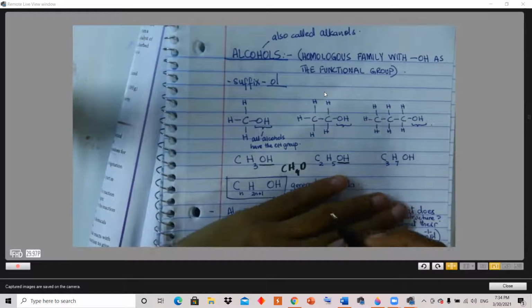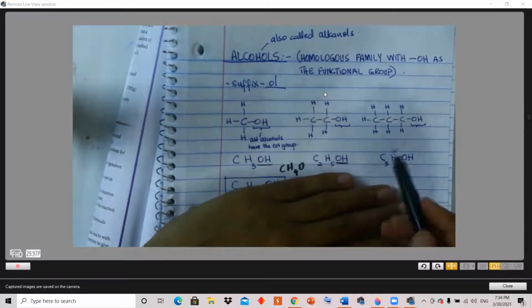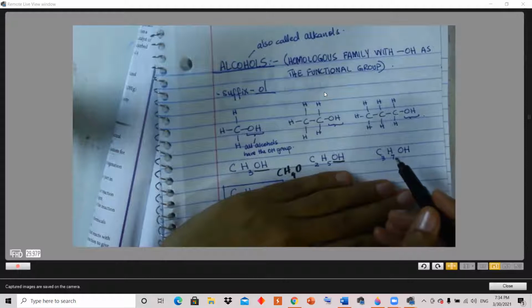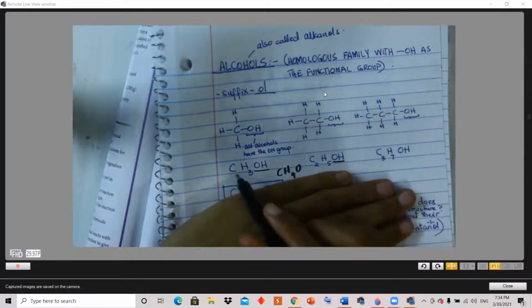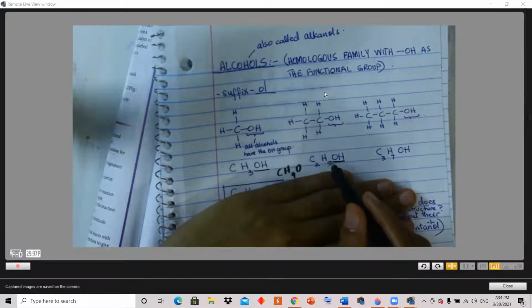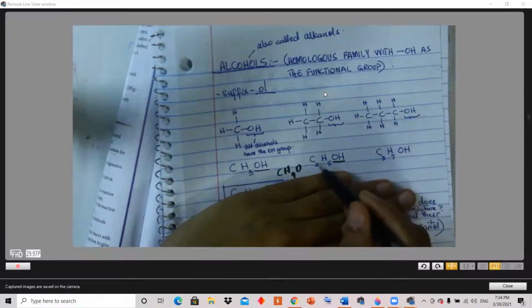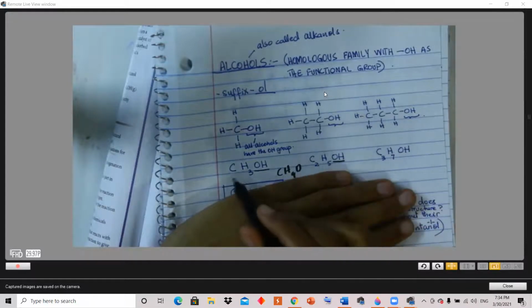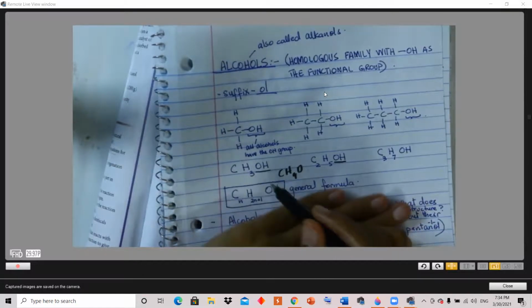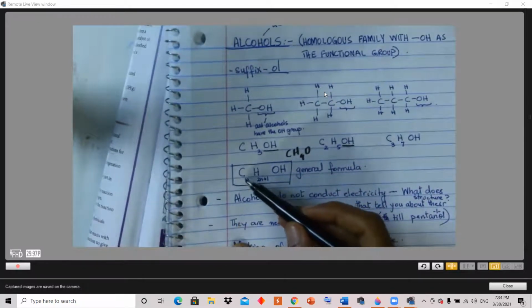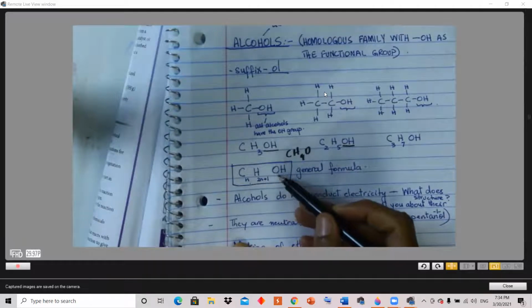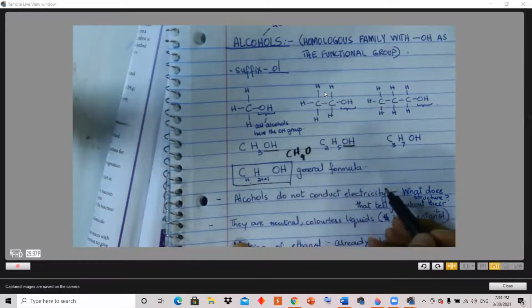So looking at their molecular formulas, can you come up with the general formula? What's the pattern here? 1 and 3, 2 and 5, 3 and 7. So double this number and then add 1. 3 2s are 6 plus 1 is 7. 2 2s are 4 plus 1 is 5. 1 2 is 2 plus 1 is 3. So the general formula is CnH2n+1OH.